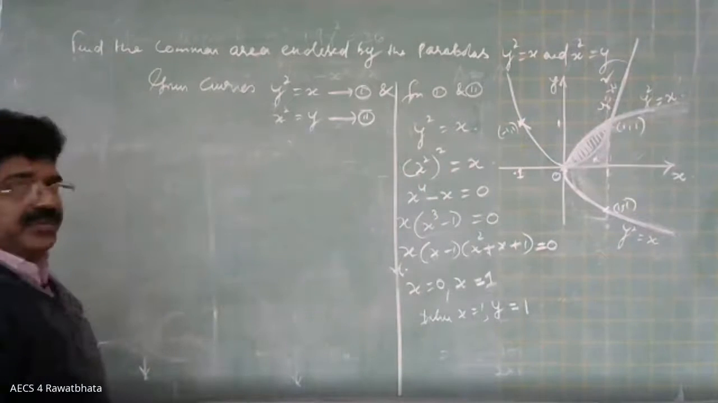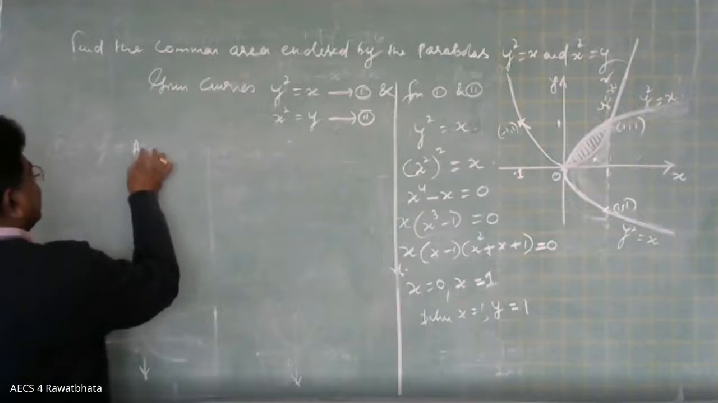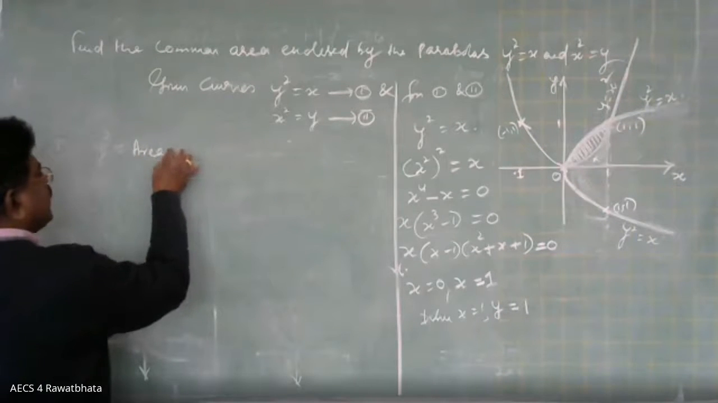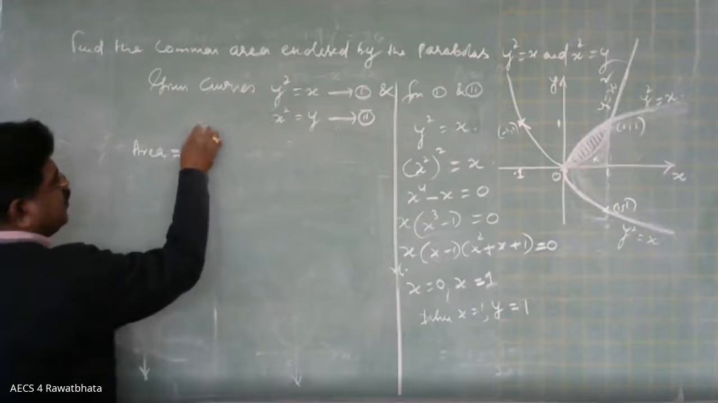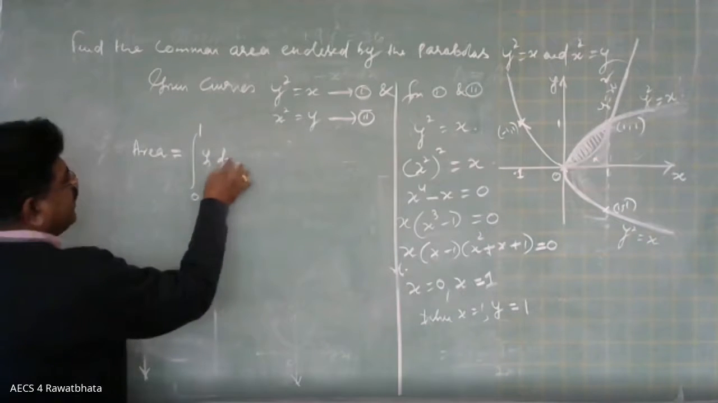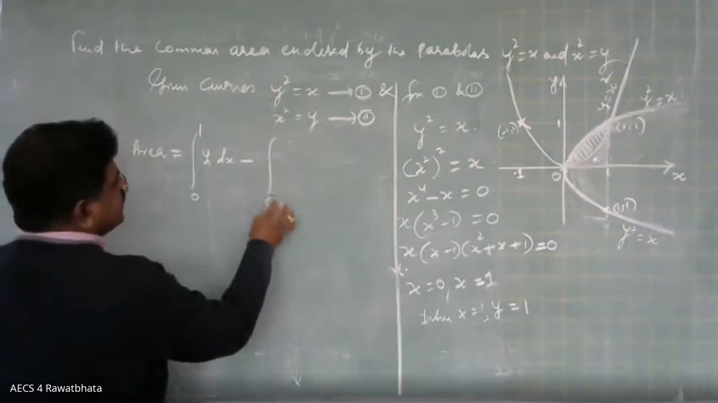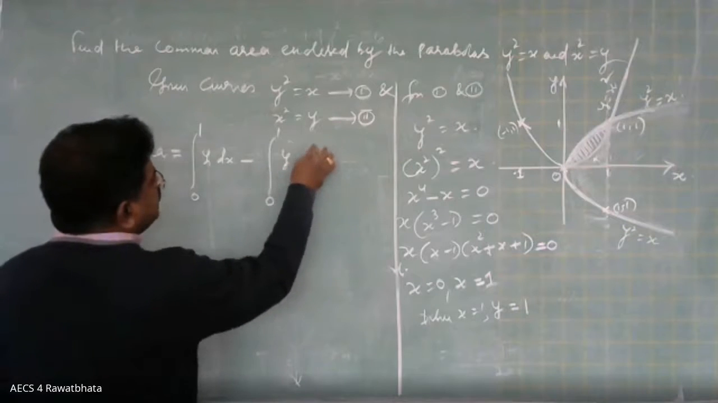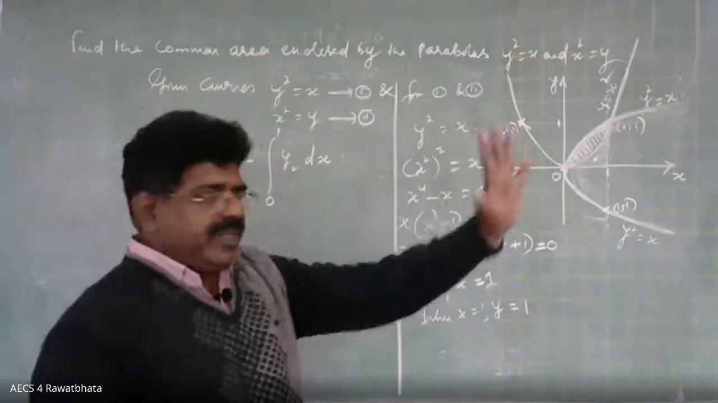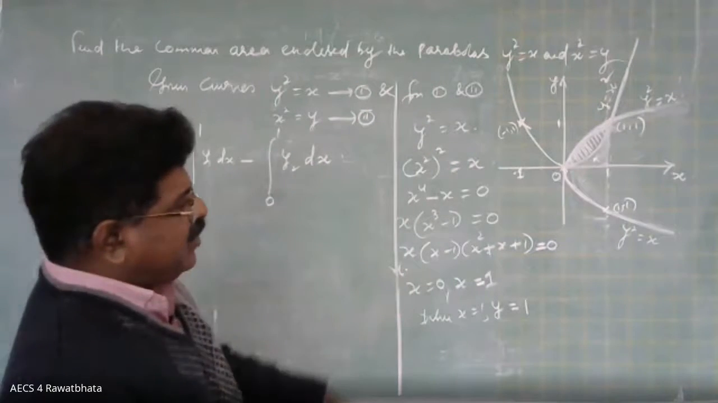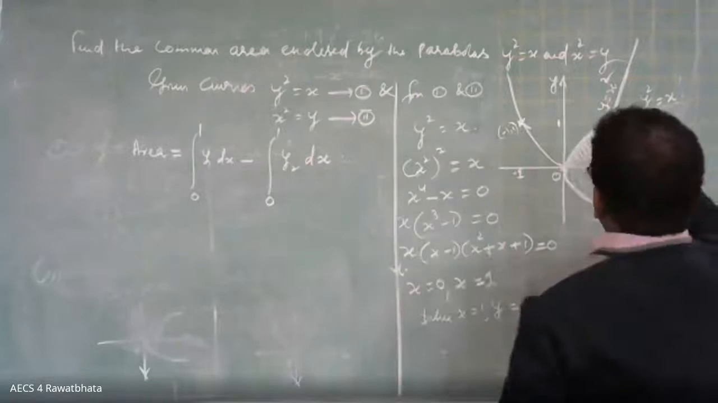Okay. Now the required area is equal to integration 0 to 1 y1 dx minus 0 to 1 y2 dx. This I already told you. Anyhow, which is the y1, which is the y2? Y1 means this one.